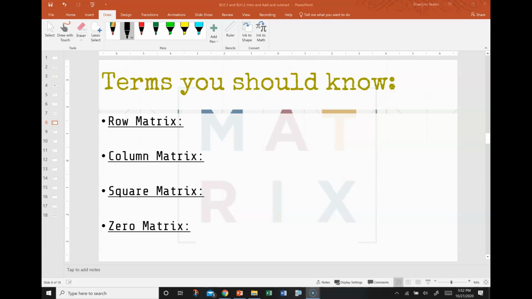All right, so these are just some terms you should know, and these are specific matrices. So a row matrix is a matrix that has only one row. An example of this would be like 1, 2, 3. That's a row matrix because it only has one row.